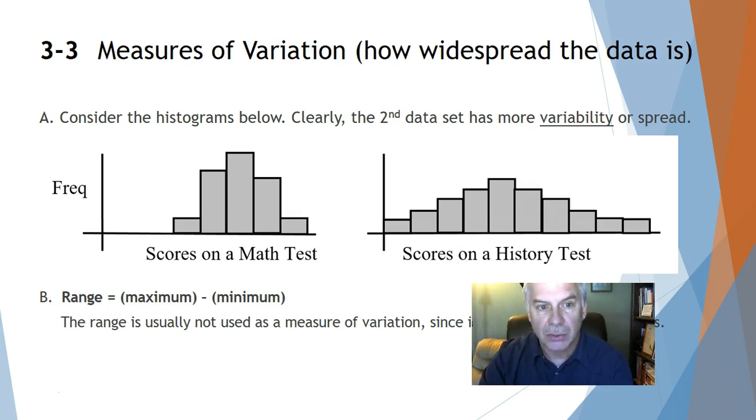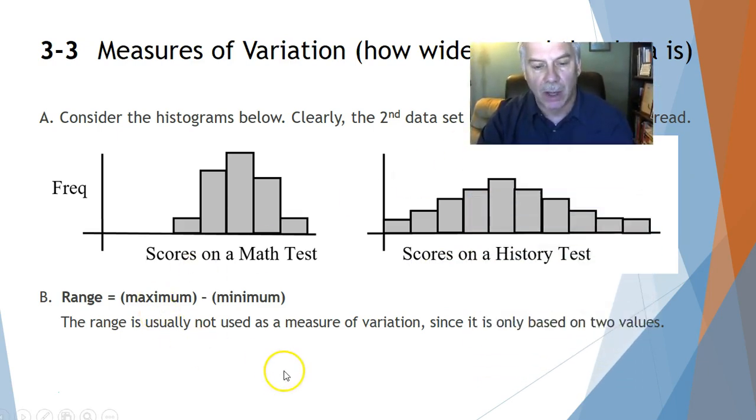All right, so how do we measure variability or spread? Well, there are a few different ways. The first way is called the range. Now the range only uses two scores, the highest and the lowest, and you just go the maximum minus the minimum score. All right, so it's easy to calculate, but it's only based on two scores, so it's not a very good measure of variation.